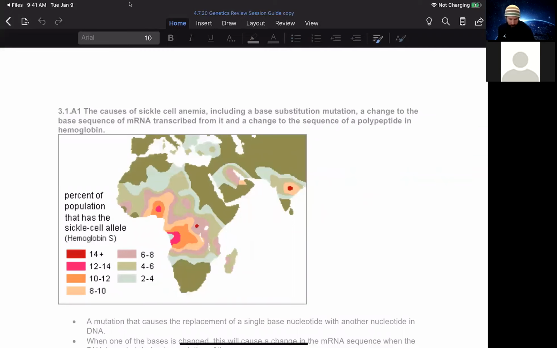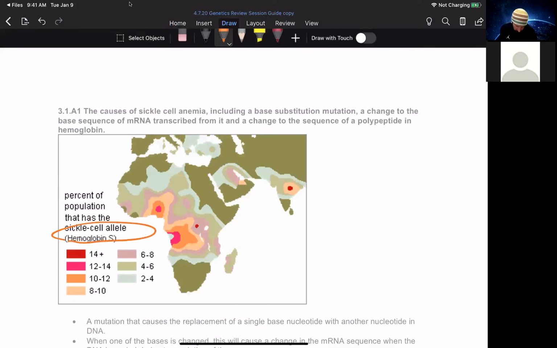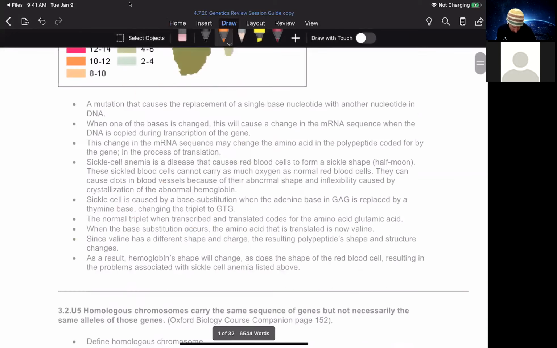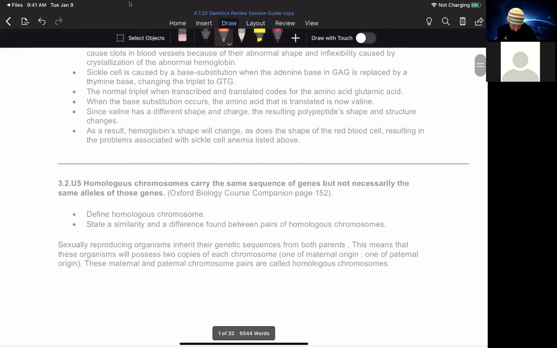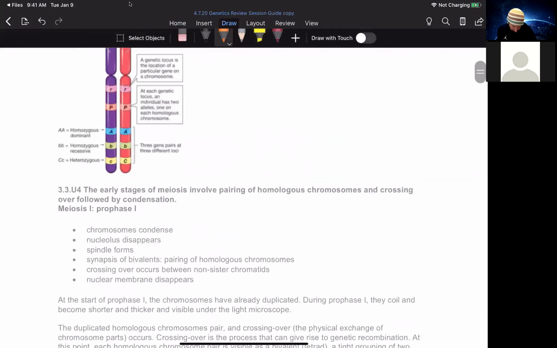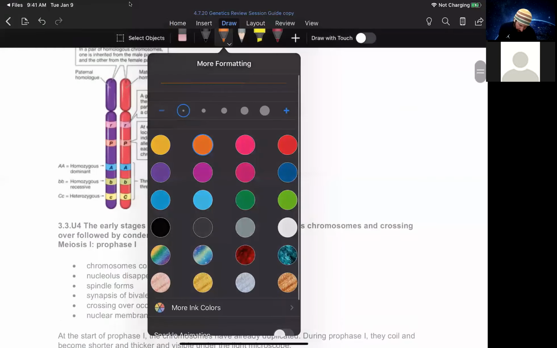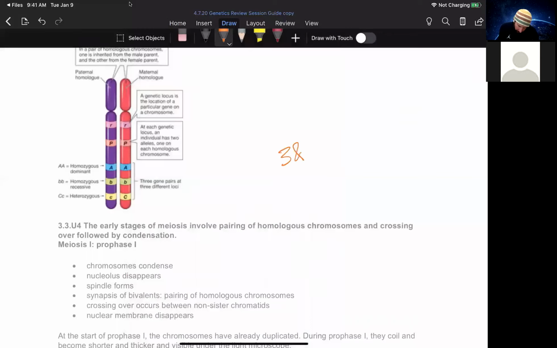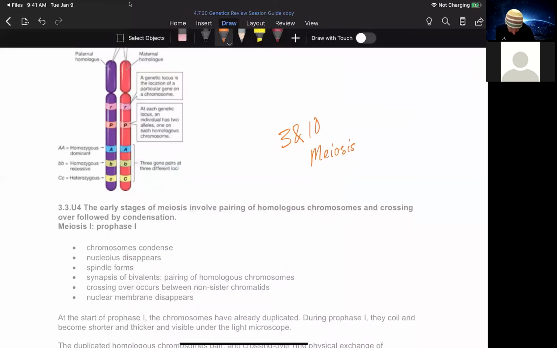Let me know if anyone else tries to join, but I thought that in chapter 3.1, there are a couple of things to not forget about: sickle cell disease. They love to do questions on sickle cell, so don't forget about that. I put all the information you would need in here. And then I put in everything from chapters 3 and 10 on meiosis. Honestly, it's not that different. Chapter 10 goes into slightly more detail, but not very much more.